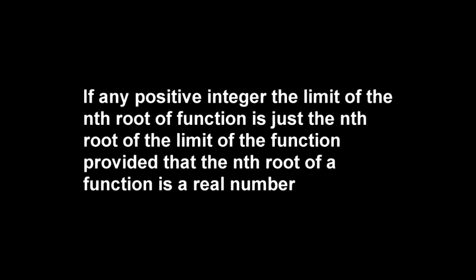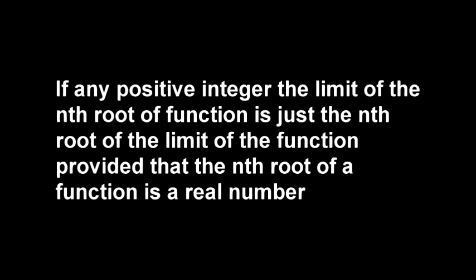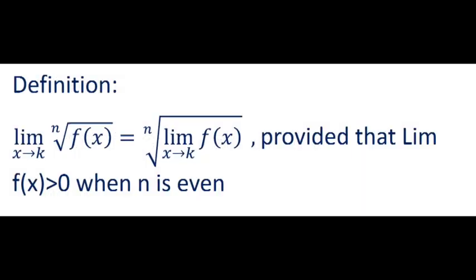Thus, it is important to keep in mind that if n is even, the limit of a function must be positive. In symbol, the limit of the nth root of f of x as x approaches k is equal to the nth root of the limit of a function f of x as x approaches k, provided that the limit of a function is greater than 0 when n is even. I hope you understand that. So for you to understand that definition, let's have an example.